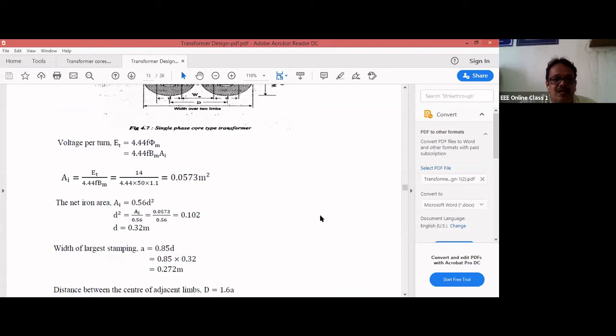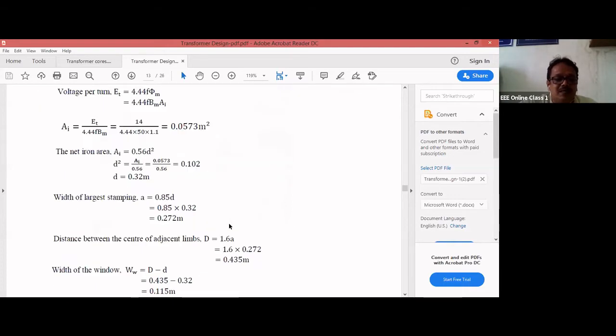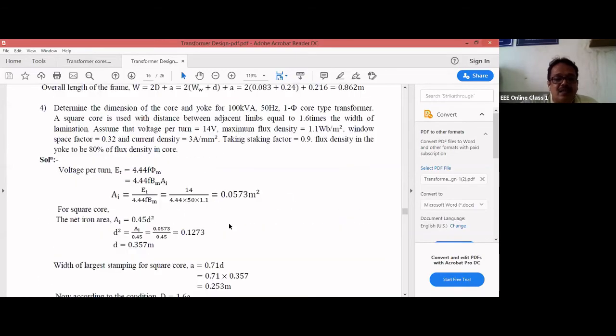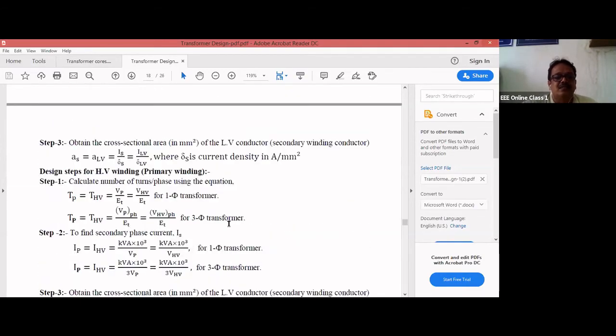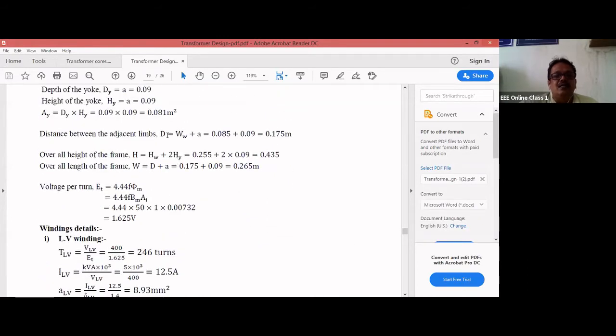D is equal to WW plus A. Here, this is D. D is nothing but the capital D, the distance between the centers of two adjacent limbs. So D is equal to WW plus half D plus half D, that is, D plus small d. This was already told in the last class. D is equal to WW plus A. Otherwise, you can calculate.